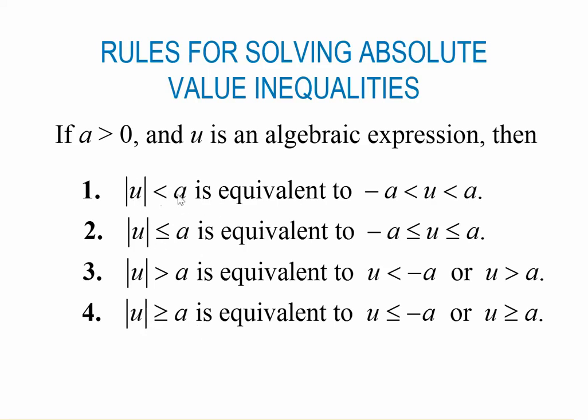So absolute value of u is less than a. If it's less than a or less than or equal to a, what we have is an and statement. And this is the short notation for and right here. If it's a greater than symbol or greater than or equal to symbol, then it's an or statement. And again, there's no short notation for or, so we're just going to write it like this. So notice how this sets out. It's u less than negative a, or u is greater than positive a. So notice the inequality sign is switched as well.